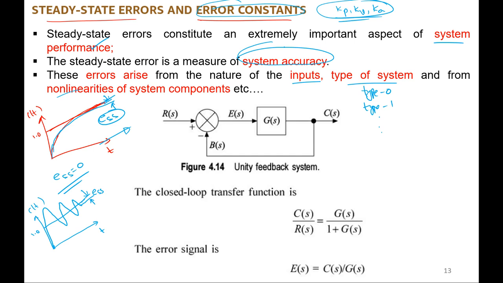H of s is equal to 1. So G divided by 1 plus G H, H is 1, so we are not writing it. Okay, this is fine. This is the transfer function.